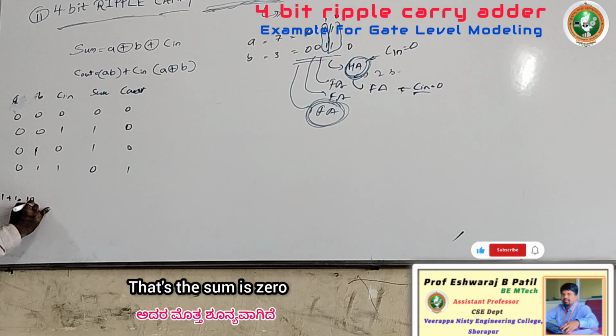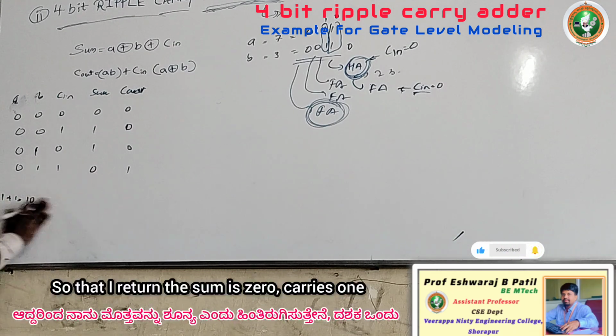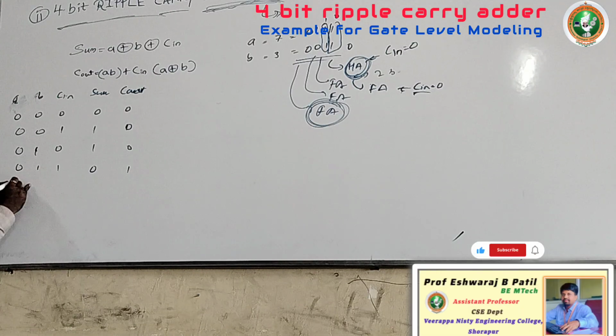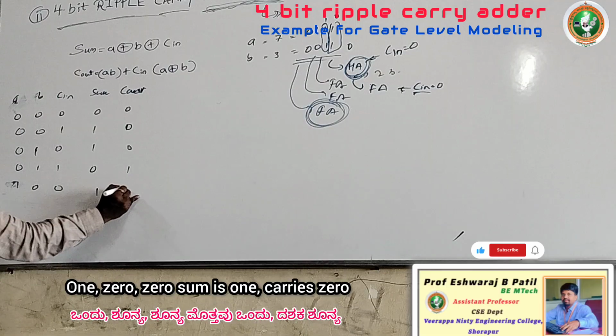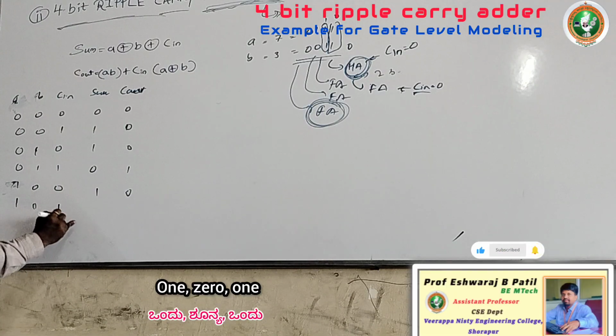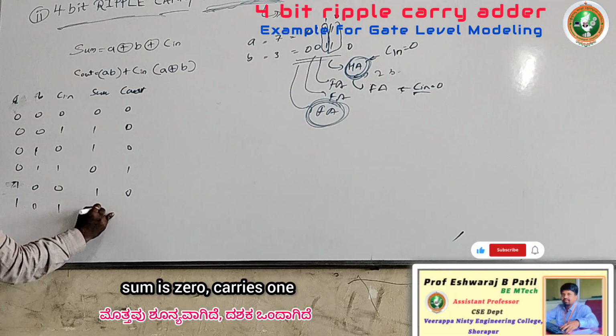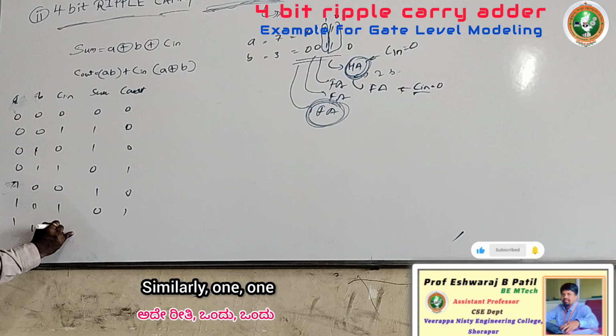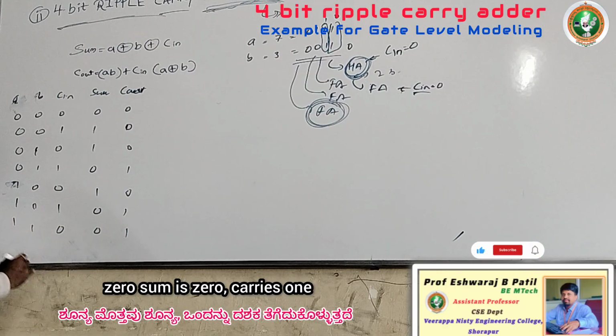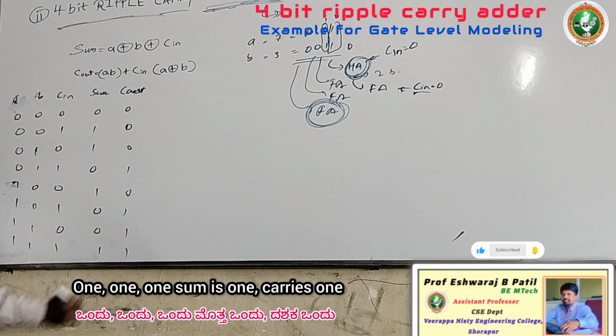1 0 0: sum is 0, carry is 1. So I write the sum is 0, carry is 1. Similarly, I can also write 1 0 0, sum is 1, carry is 0; 1 0 1, sum is 0, carry is 1. Similarly, 1 1 0, sum is 0, carry is 1; 1 1 1, sum is 1, carry is 1.